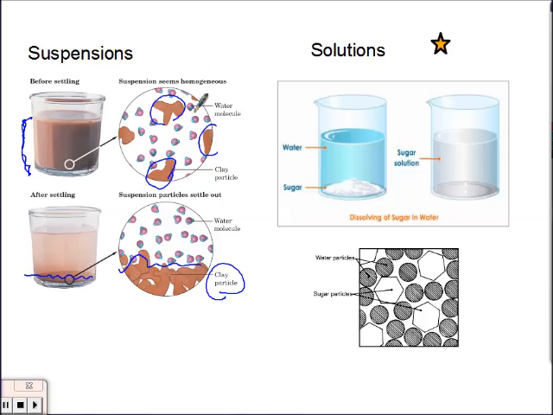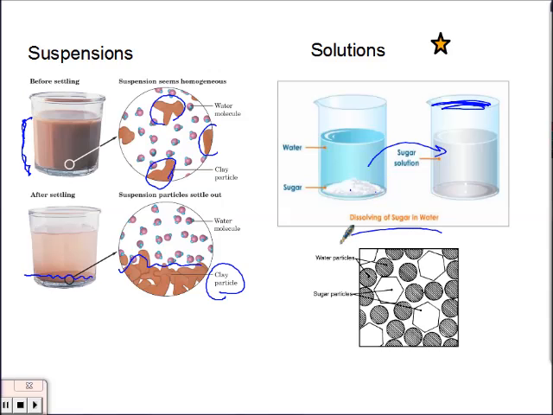A suspension will settle if you leave it over time. A solution, on the other hand, will not. If I put sugar in water and stir this thing up, it becomes a solution. No matter how long I let that solution go, as long as it's covered and the water's not going to evaporate, it's going to remain in solution. It will not settle back out without taking the water away.